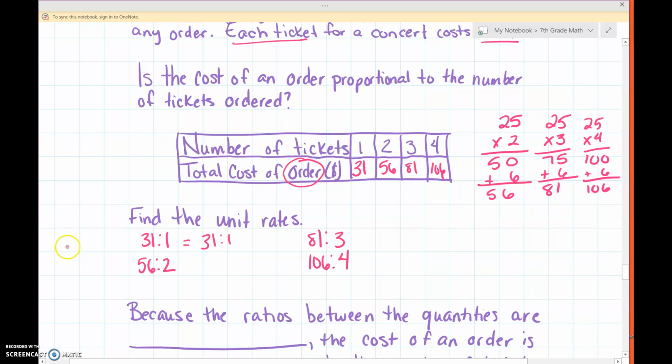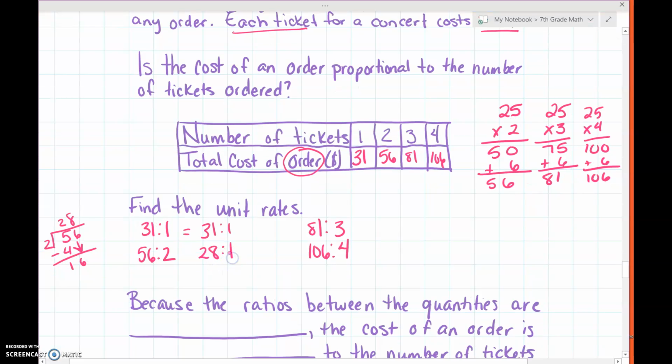56 to 2, I have to take 56 divided by 2. 2 goes into 5 twice. 2 times 2 is 4. 5 minus 4 is 1. Bring down my 6. 2 goes into 16 8 times. So we have 28 to 1 because 2 times 8 is 16, 0.